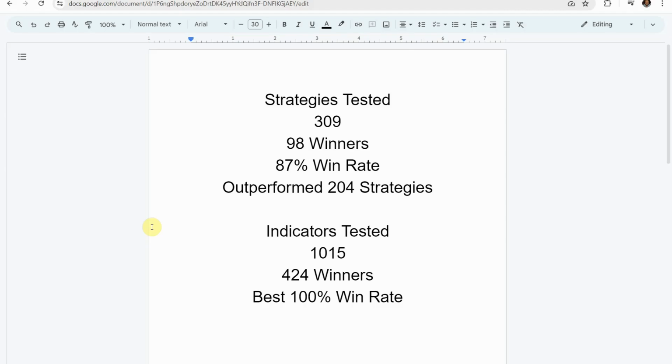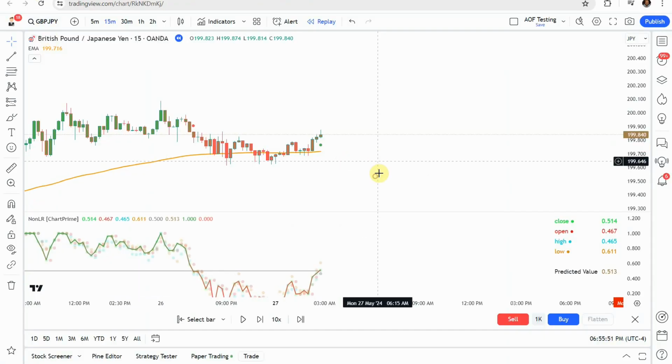And so far, since we've been keeping track, it has outperformed 204 of the other strategies that we have put it up against, every single one so far. We've also tested a total of 1,015 indicators with 424 of them being winners.